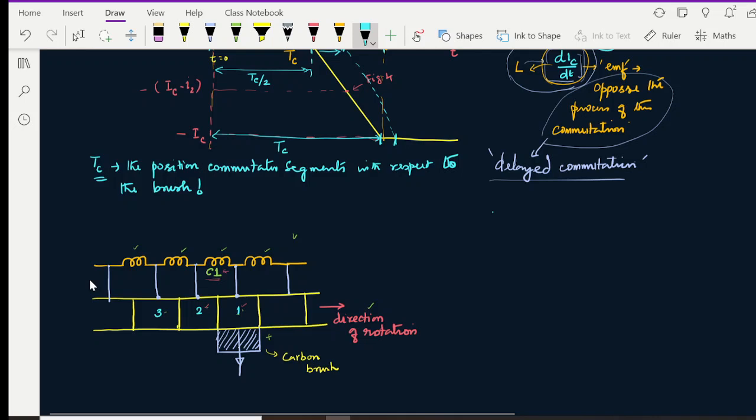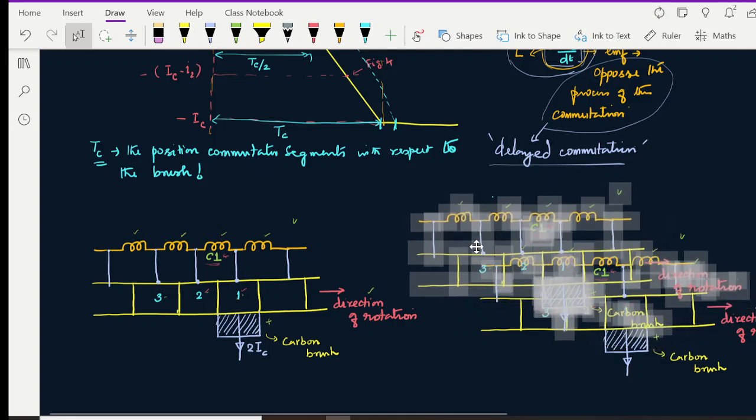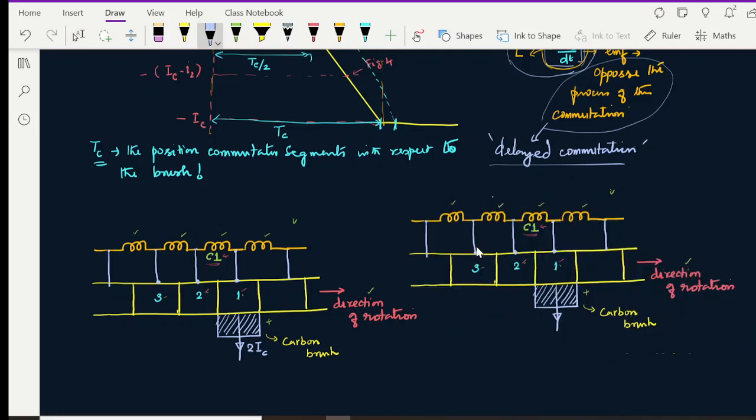Listen carefully. In this figure, I can very well see that the brush which delivers IC is 100% occupied with commutator segment 1. Now let me show you the next figure. Let me show you the very next figure. In the very next figure, I will modify this brush position this way.